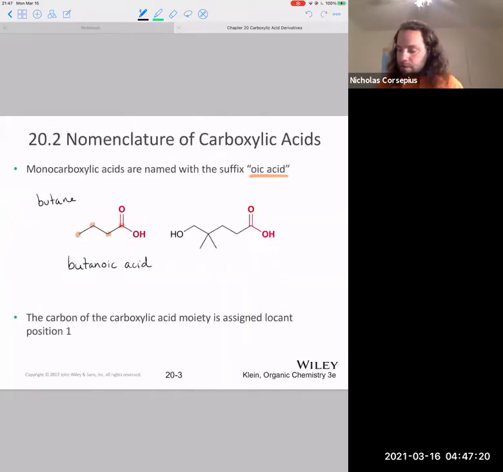Okay, so let's go back to this example here. Besides that, the nomenclature is just like always, right? I'm going to find my parent chain. So I'm going to start here, 2, 3, 4, 5. So then I have my hydroxy at position 5. Oh, and again, importantly, I'm going to start numbering from that carboxylic acid carbon. Okay, so this would be 5-hydroxy-4,4-dimethylpentanoic acid.